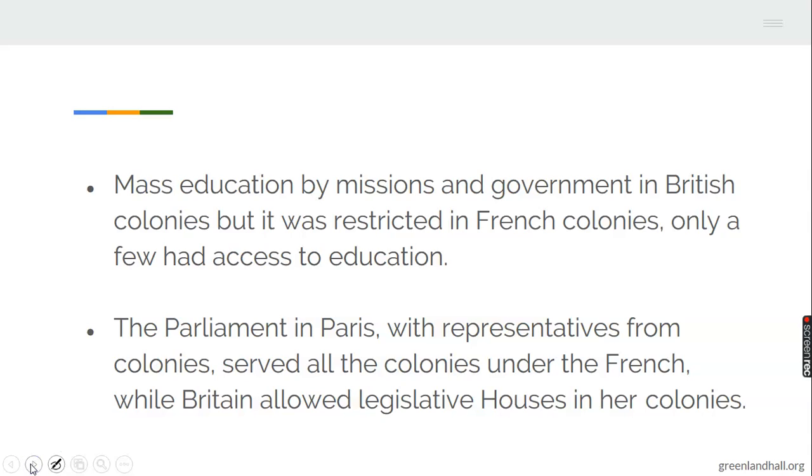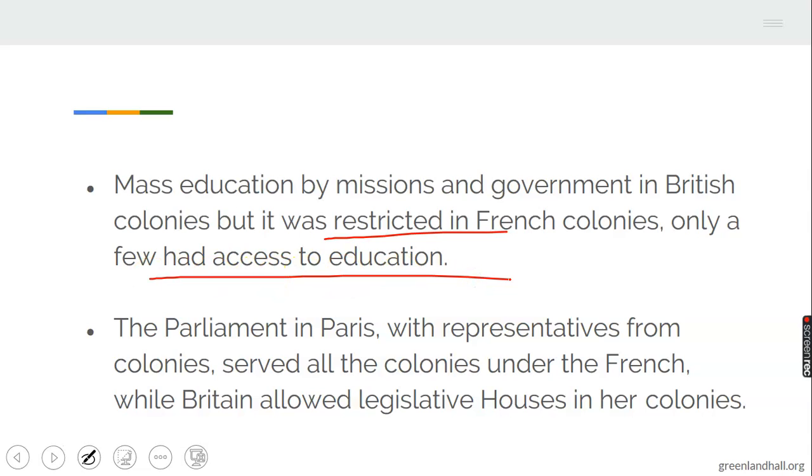There was mass education by missions and government in British colonies. Missionaries brought education. They brought both religion and education. But it was restricted in French colonies. Only a few had access to education. Another one, the parliament in Paris, with representatives from the colonies, served all the colonies under the French, while Britain allowed legislative houses in her colonies.